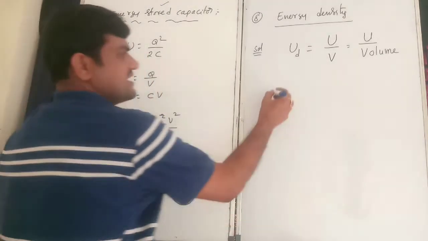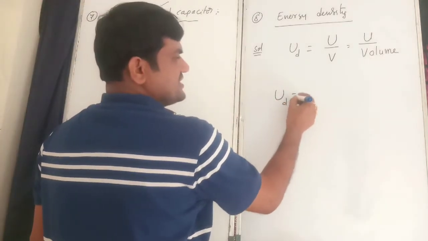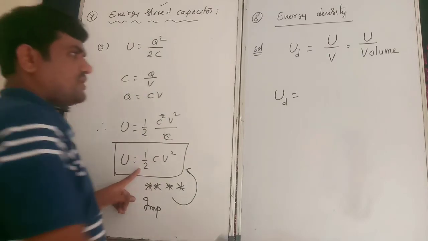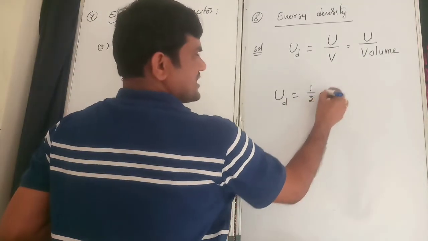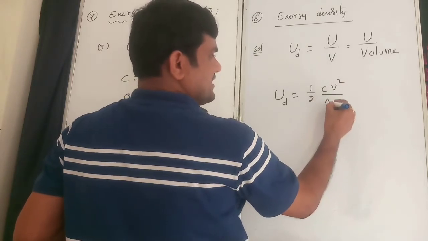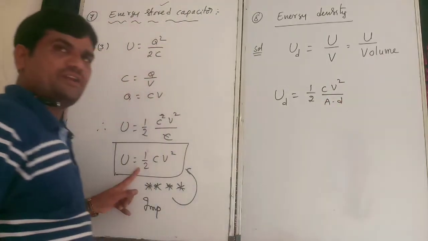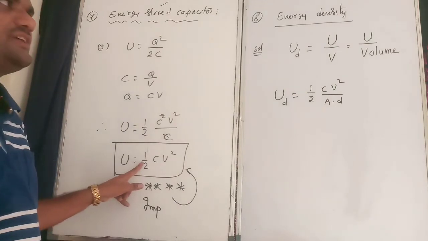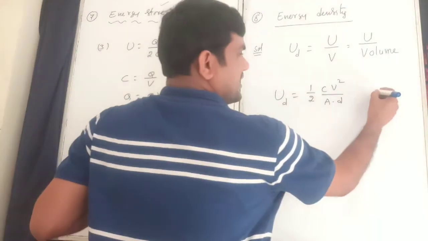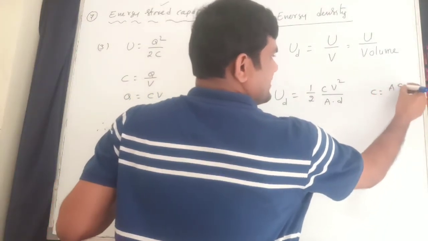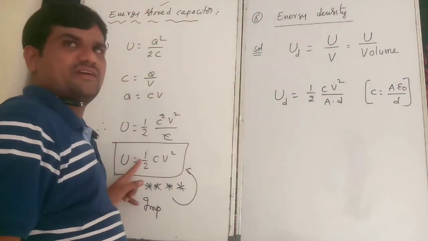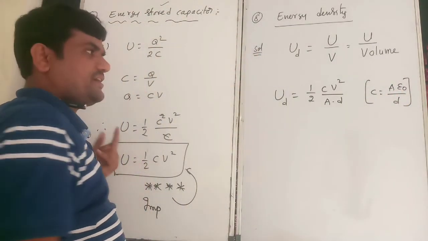Right. So what is the energy density formula? UD is equal to U, which I have just now given. What is that? 1 by 2 CV square divided by volume. Volume I can write as A into D. Then what is the C formula? C is A epsilon naught by D.